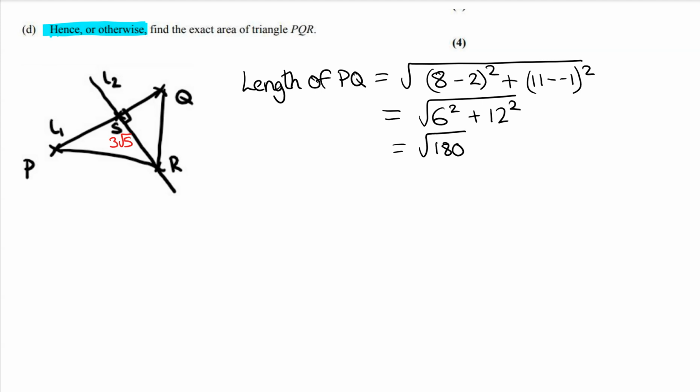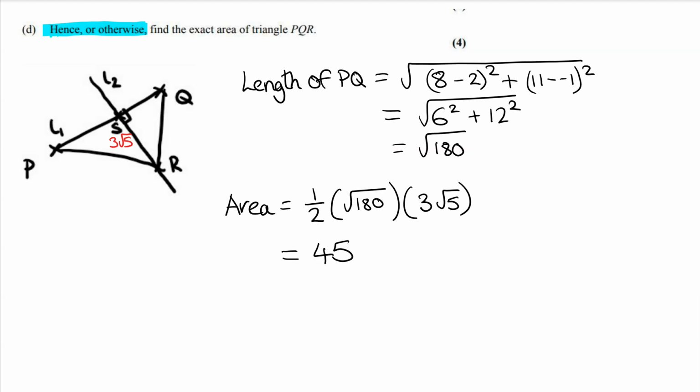And then I'm just going to leave it as the square root of 180. I could split that up if I wanted to, but because I'm just trying to find the area, I'm just going to leave it as the square root of 180. So to find the area, I do half times the base. The length of the base is the square root of 180, times the perpendicular height, which is 3 times the square root of 5, and that gives me 45.